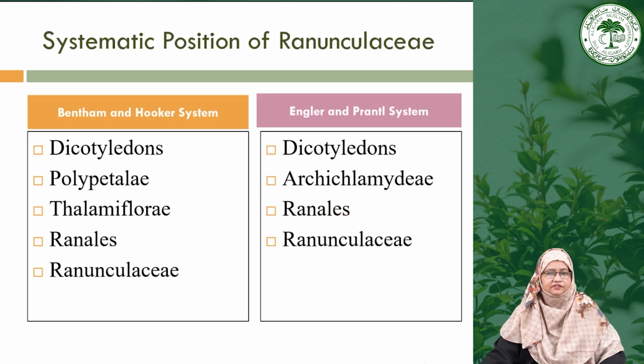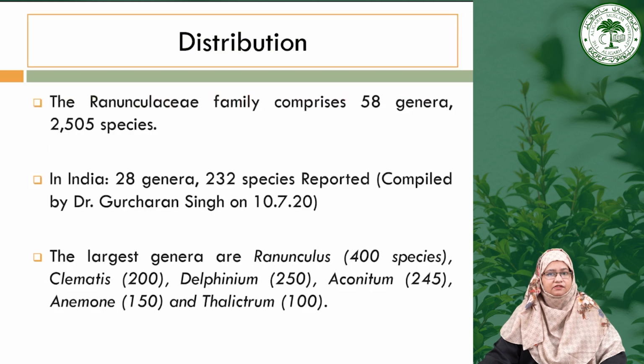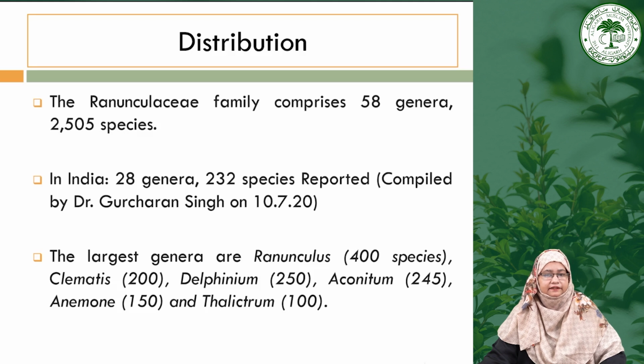Now moving towards the distribution of this family. As we have seen, in the realm of the dicotyledons, the Ranunculaceae family is a notable group comprising 58 genera and 2,500 species in total. And in India, Guru Charan Singh has documented 28 genera and 332 species as of July 2020. This highlights the diversity of this family in our country.